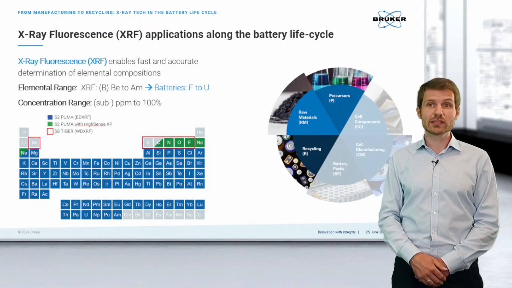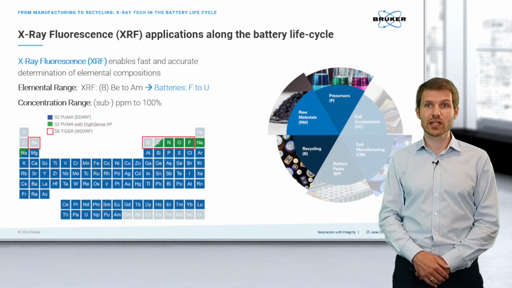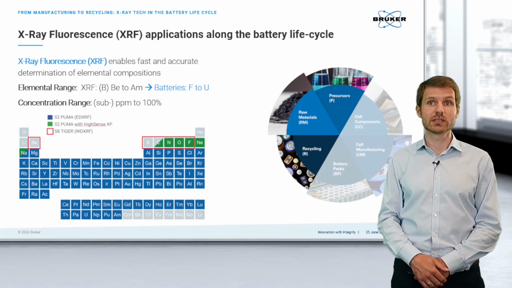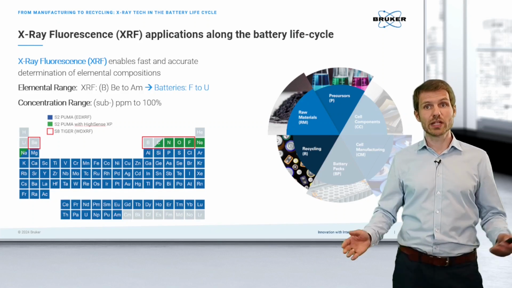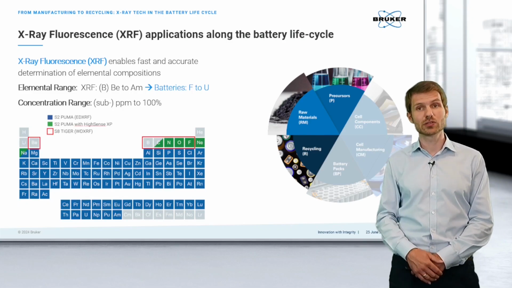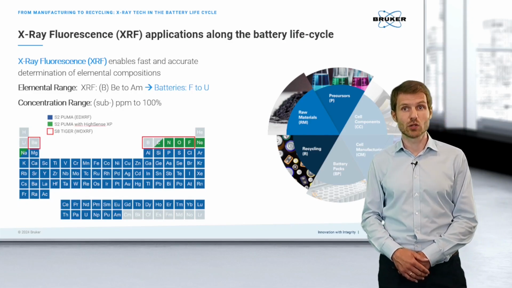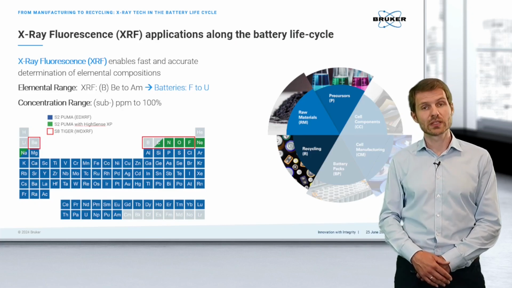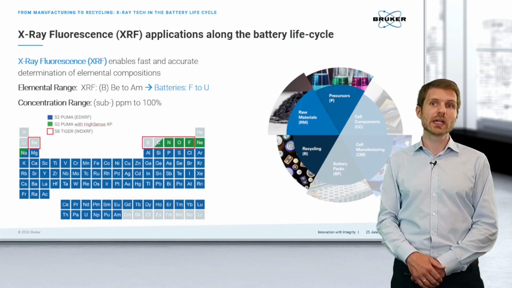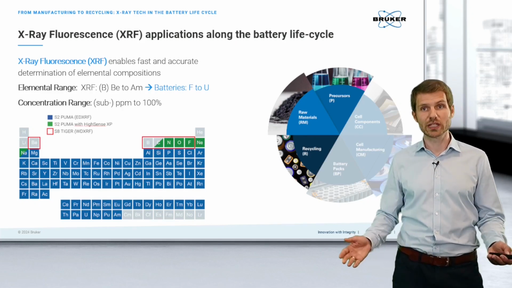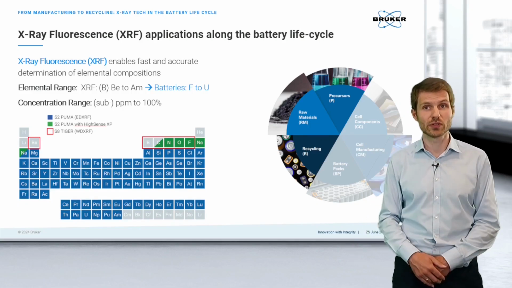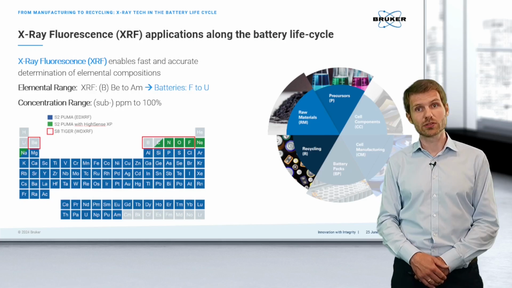So X-ray fluorescence enables, first of all, fast and accurate elemental analysis in all kinds of solid, liquid, and powder materials. We can measure elements starting from boron even up to americium. In batteries, that means we typically start at fluorine and go up to uranium if you want. In terms of elemental concentrations, we typically start at ppm, parts per million, and go up to 100%. The beauty here is that this can be done in one method, so without further dilution, for example. And in some cases, we can even go to sub-ppm ratios.